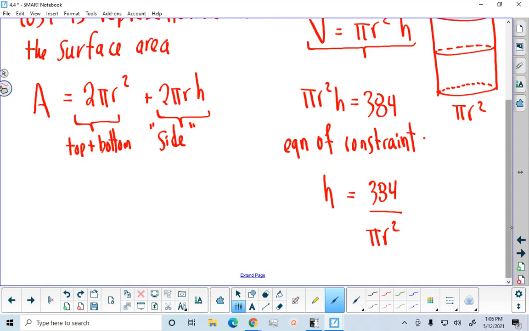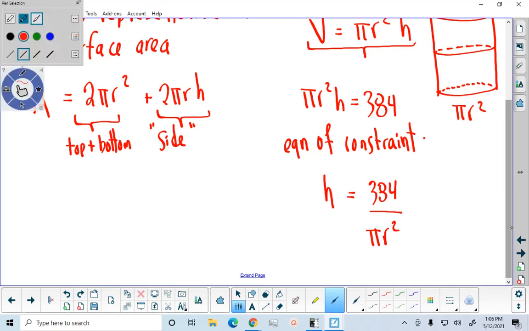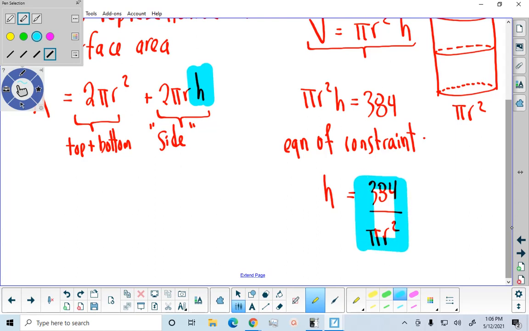Now stop and think about this. If I wanted to eliminate r, then I would have to rearrange my equation of constraint for r, and that would mean introducing square roots. And I think I would rather not work with square roots than work with them. So this is what I'm going to put in for h. All right, so this h here is going to change into 384 over pi r squared.